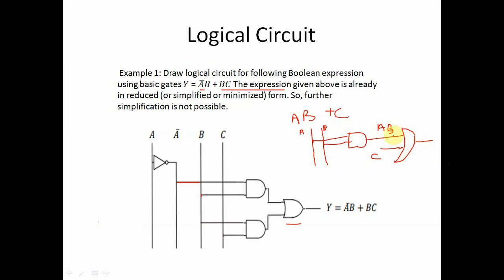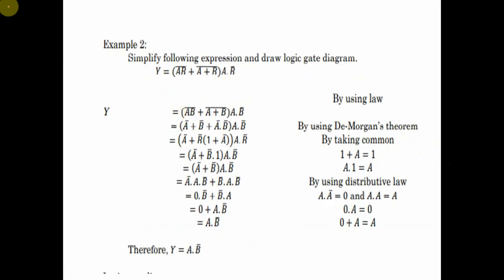Now we will study the second logic circuit example: simplify the following Boolean expression and draw the logic gate diagram. The given expression is y is equal to AB bar plus A plus B bar, in brackets, into B bar. Here De Morgan's theorem is applicable, so I write A bar dot B bar. Now AB bar, by De Morgan's theorem, is A bar plus B bar. So writing A bar plus B bar, in brackets, into B bar.